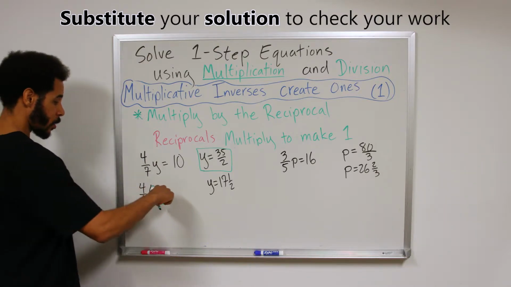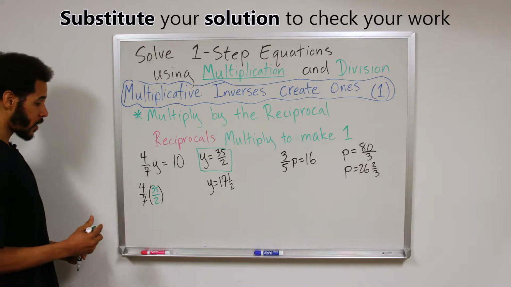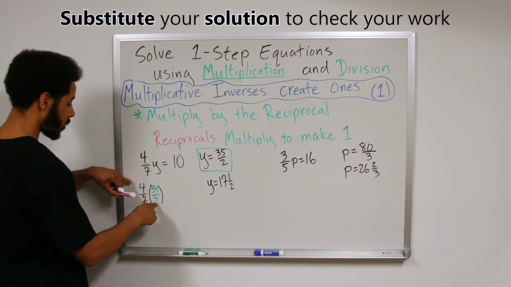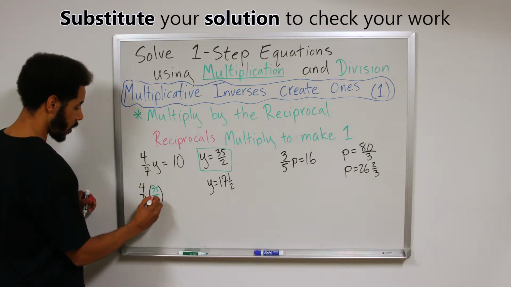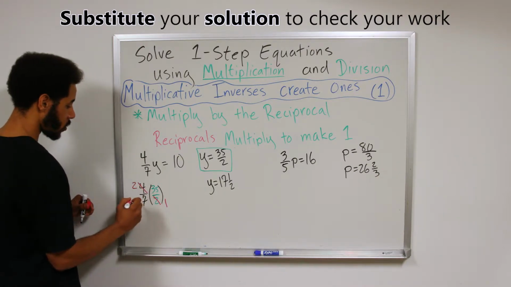You can do 4 times 35, 7 times 2, and then divide. You're welcome to do that. It's going to be much more time consuming than what I'm about to show you right here. I see common factors right here of 2 and 4. They can both be divided by 2. 2 becomes 1. 4 divided by 2 is 2.